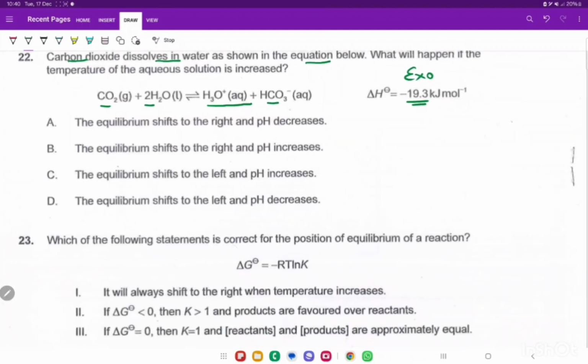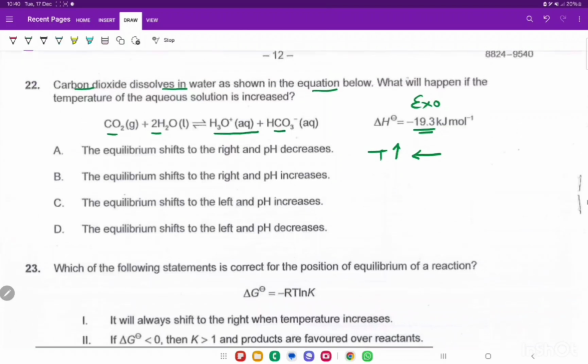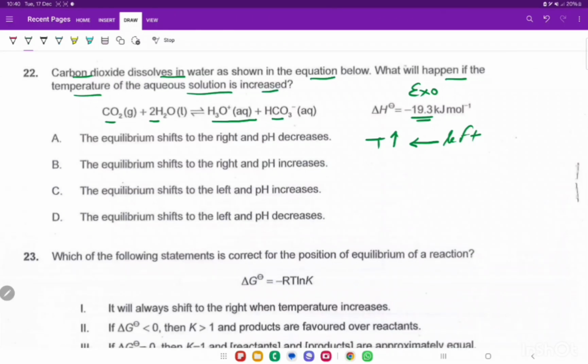And the concept here is, for an exothermic reaction, if you increase temperature, the reaction moves in the backward direction. The reaction shifts to the left hand side. Backward means left hand side. What happens if the temperature of the reaction is increased? If I increase temperature, the reaction always moves towards the left hand side, towards the reactant side, in an exothermic reaction.